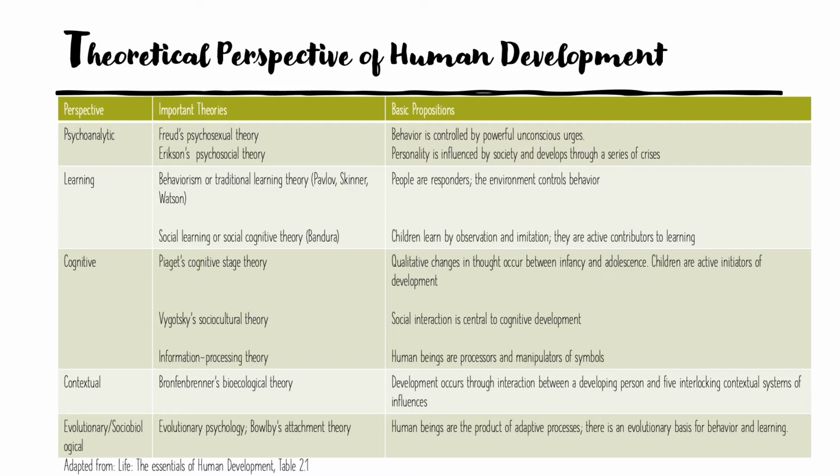One way to approach organizing the different theories is in the 5 perspectives presented to you in your textbook. They are psychoanalytic, learning, cognitive, contextual, and evolutionary or sociobiological. For example, psychoanalytic includes Freud's psychosexual theory and Erickson's psychosocial theory.